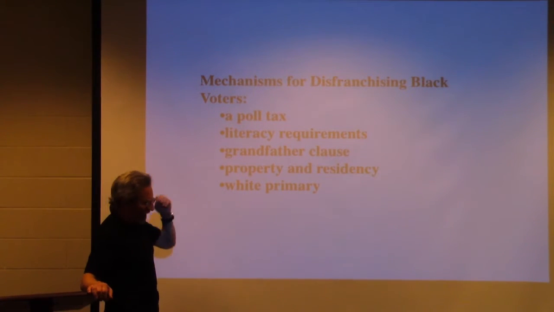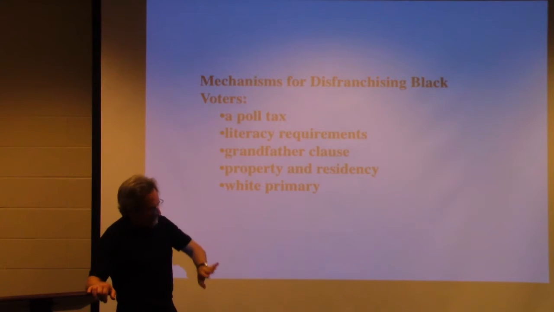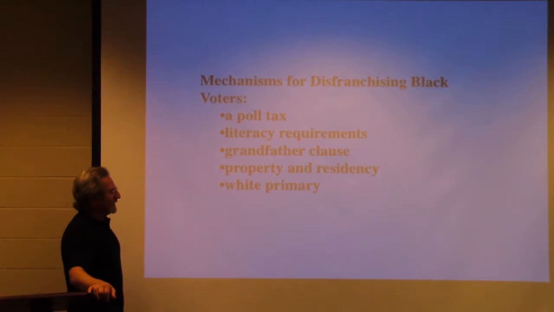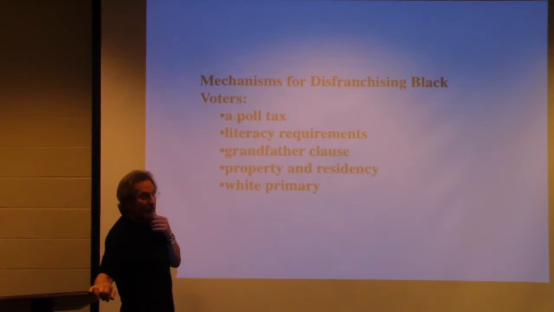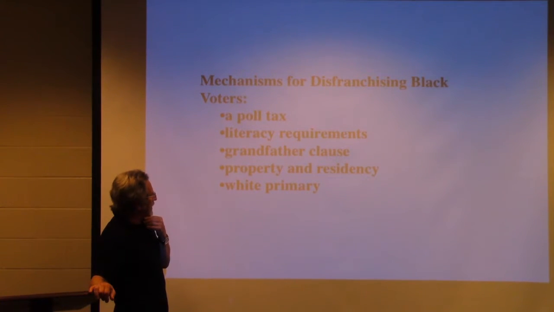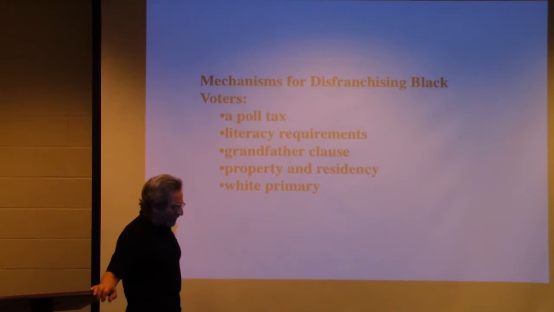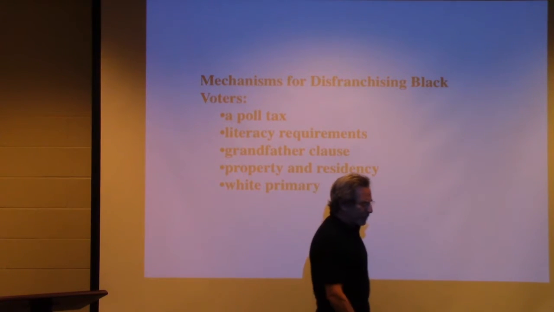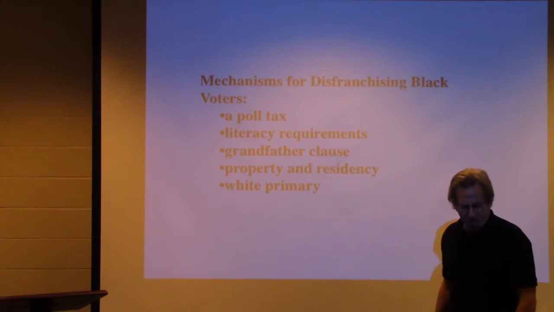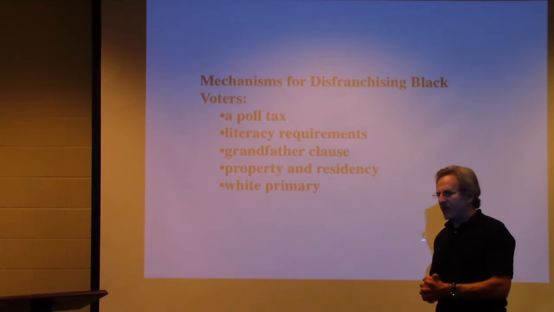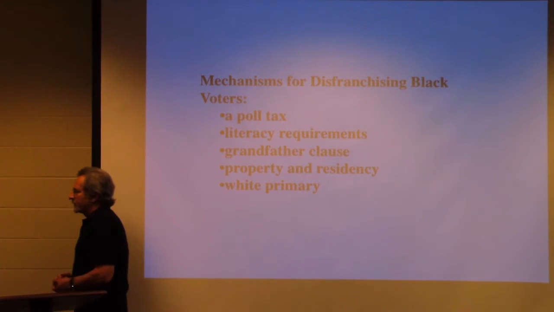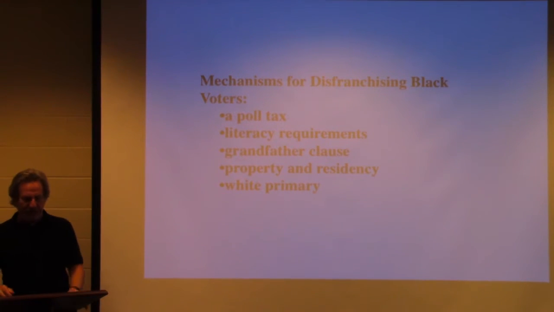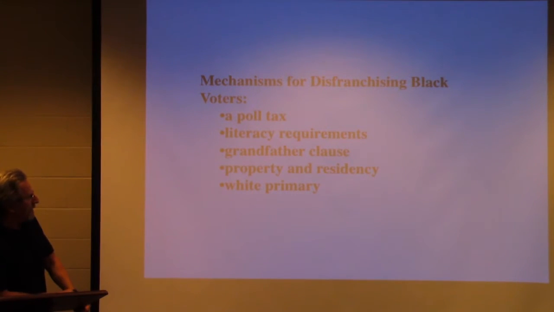Property and residency: having a certain amount of property eliminates propertyless people from registering to vote. The white primary, this is the last one. It's the hardest one to understand how it works. I think if you'll just bear with me for a minute, I will explain it, and hopefully you will be able to understand what it is that we're talking about when we say white primary.